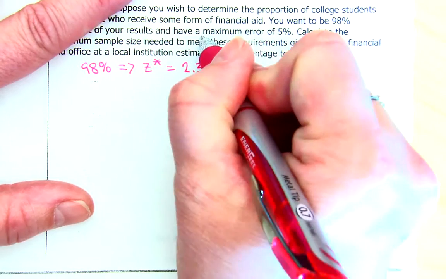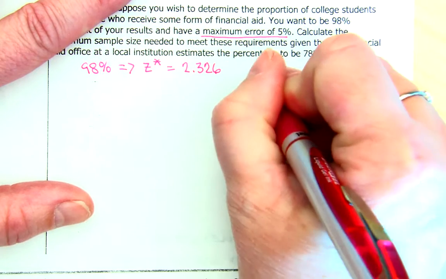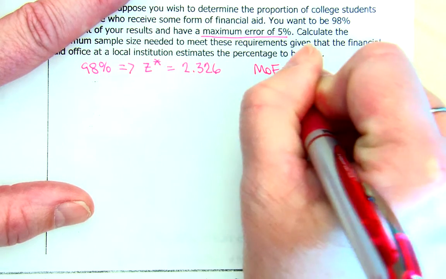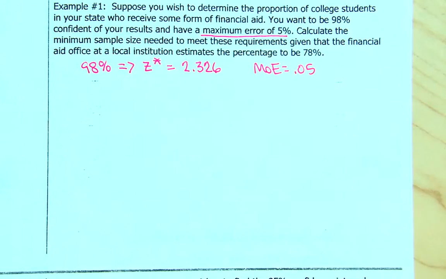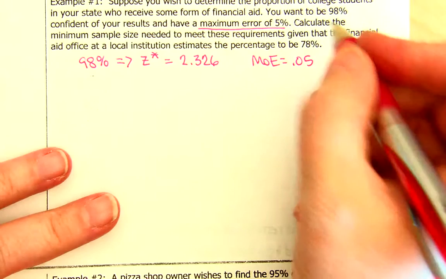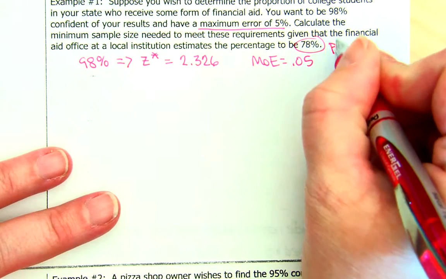Then we have this maximum error of 5%. That's our margin of error. You want to make sure you make that into a decimal, 0.05. Don't just put it as 5. And this value here, the 70%, is our p hat.